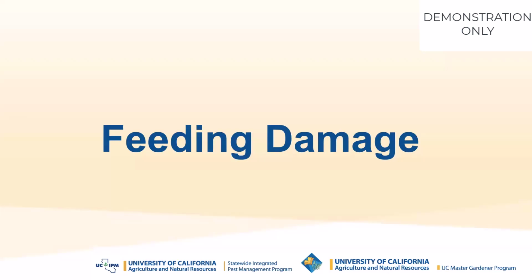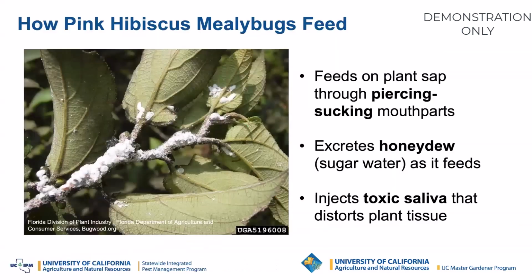Now, we'll shift focus to the damage this pest causes to plants. Pink hibiscus mealybugs, like all mealybugs, are sap-sucking insects that feed through piercing, sucking mouthparts. Because they feed on sugar-rich plant sap, the excess is excreted by the insect as a sugary liquid called honeydew. PHM also injects toxic saliva into plants as it feeds, which causes leaves and shoots to twist and distort as they grow.